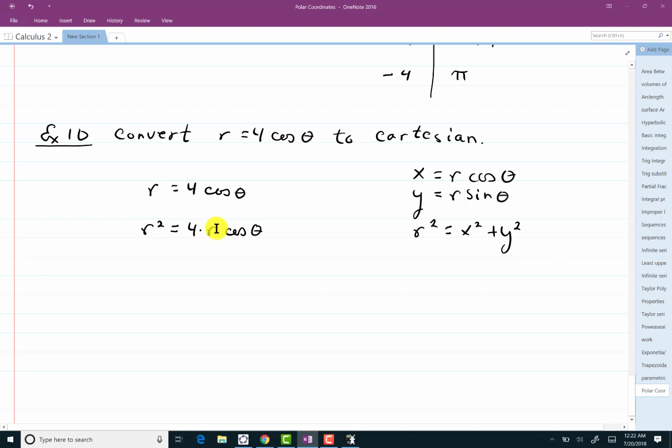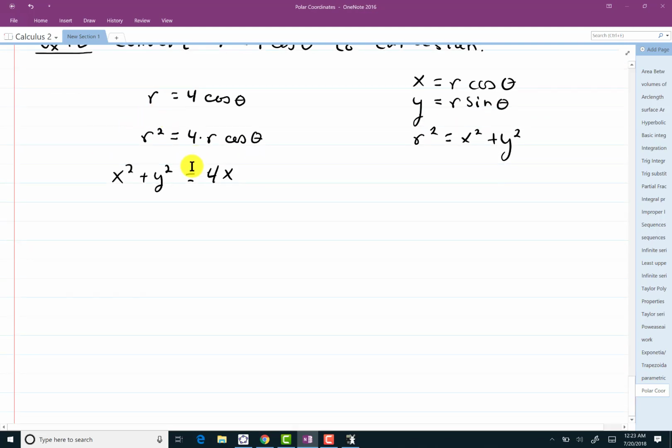I'll put it there so that we can see. But now, look at this. R squared is x squared plus y squared. On the right-hand side, we have 4x, because r cosine theta is x. And look, this is an equation in only x and y, and that's what we wanted to do. You could leave it here. I'm going to go a few more steps so that you can see why the graph is the way it is. So this is done. Let's make sure you know that. Check, finished. I'm going to go a little further.